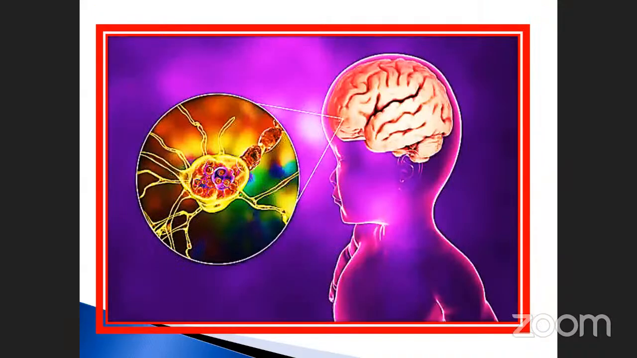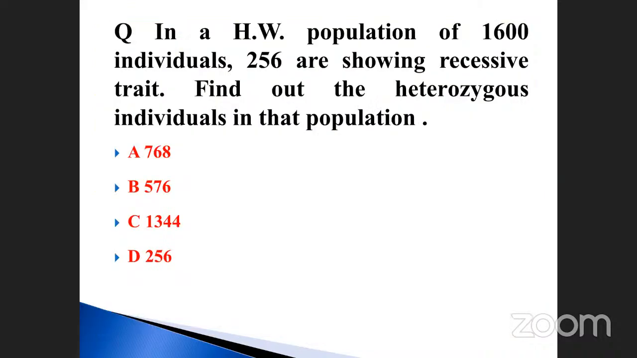Another thing also: this is the accumulation. In the brain cells, what happened? It will lead to the child being mostly affected. See that.